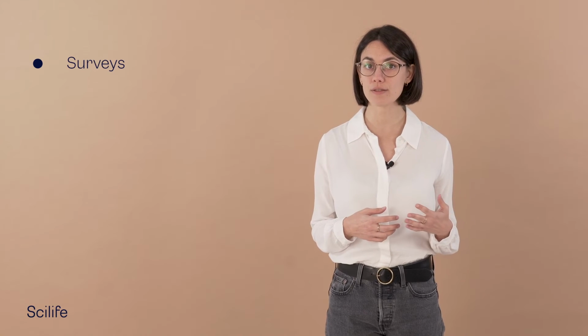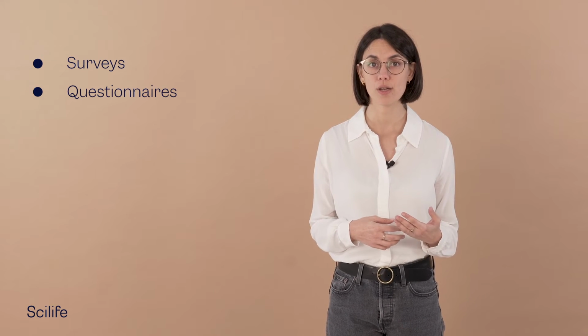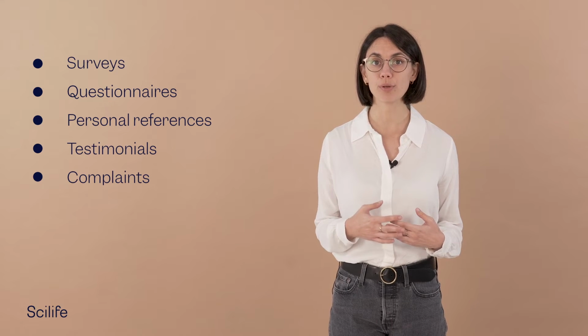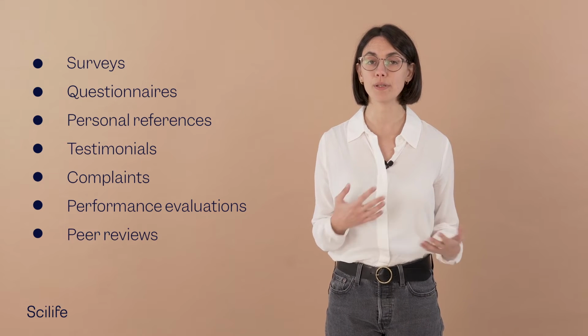The second method is feedback. This method aims to provide information about how the auditor's performance is received. For example, this can be achieved through various means such as surveys to auditees, questionnaires, personal references, testimonials, complaints, performance evaluations, and peer reviews. This method helps assess the auditor's effectiveness, competence, and professionalism from the perspective of stakeholders, colleagues, and clients.